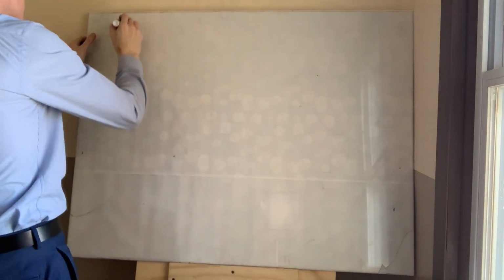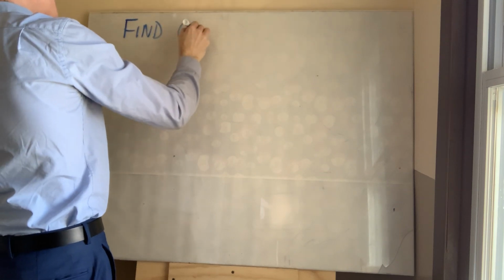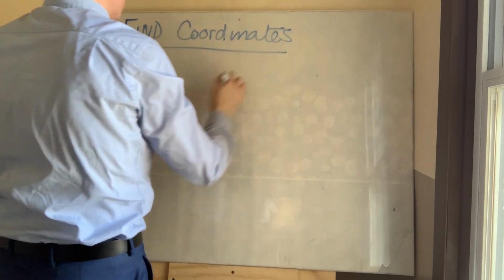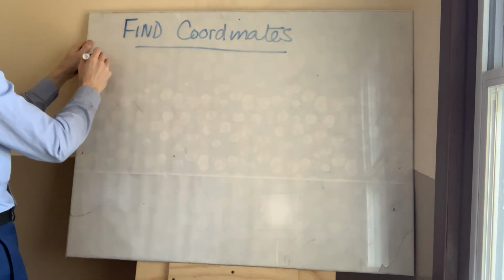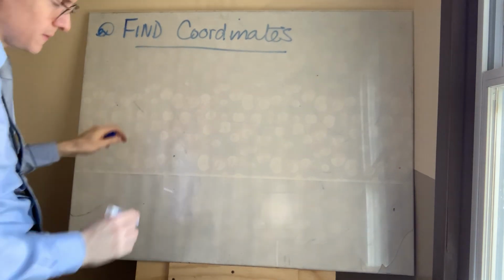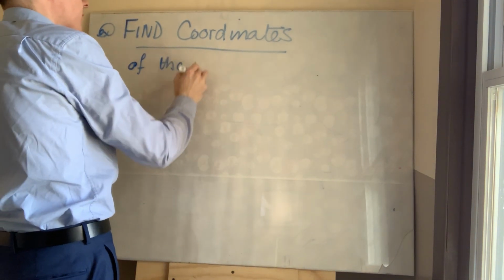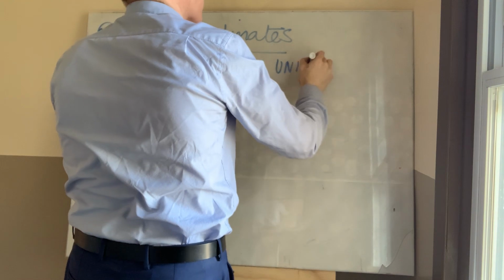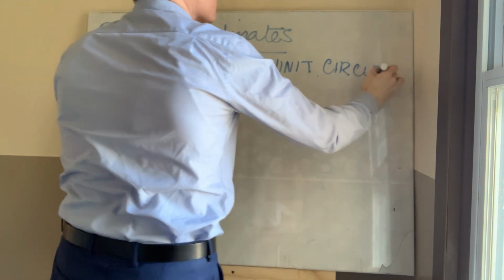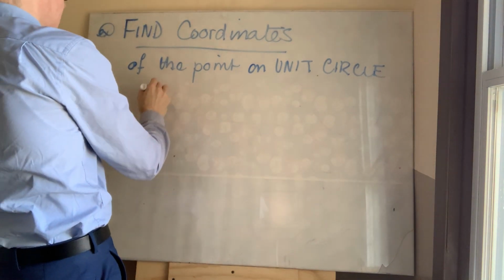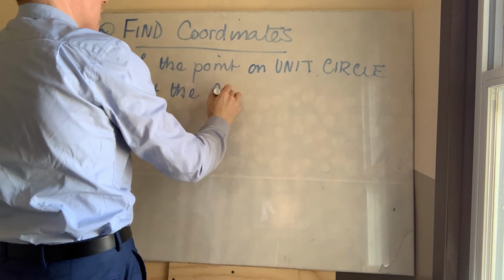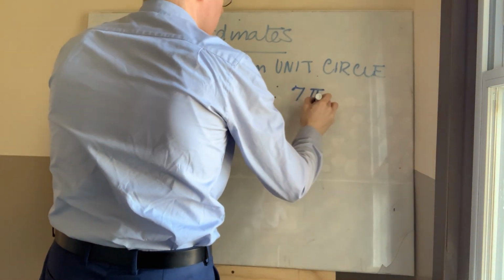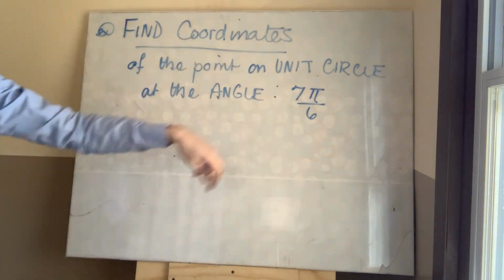Okay, if you are looking to find coordinates, ordered pairs, here's an example. Find coordinates of the point on a unit circle at the angle given in pi radians: 7 pi over 6. In theory, you could cheat. This is probably one of the more famous angles here.